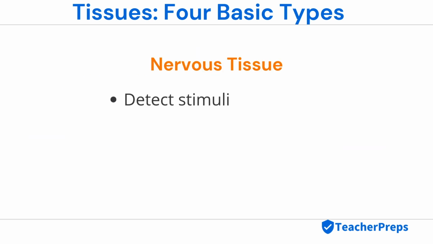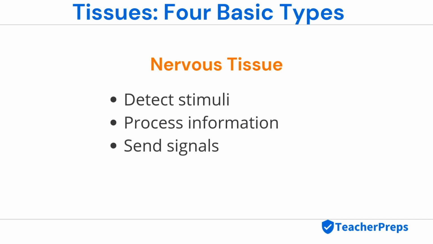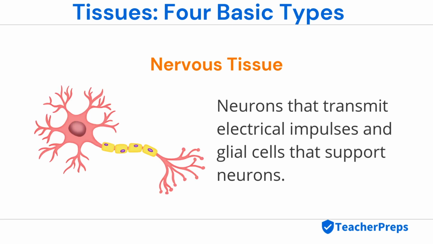The last basic type of tissue is the nervous tissue. And the nervous tissue's function is to detect stimuli, process information, and send signals throughout the body in order to control its functions and respond to the environment. A component of this tissue we can think of as neurons or the nerve cells that transmit electrical impulses.